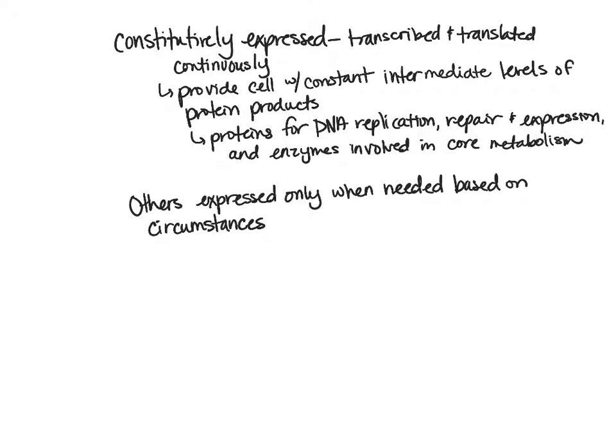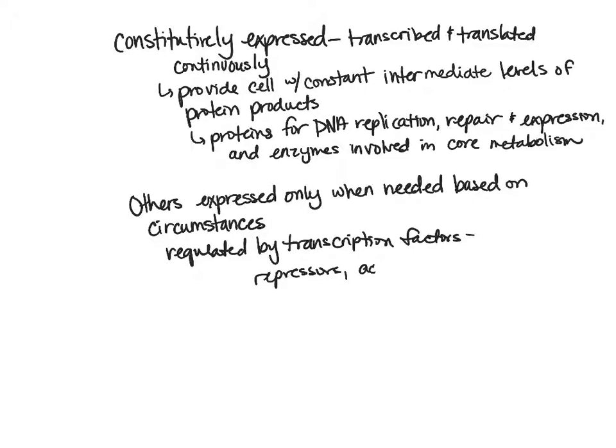So then others are expressed only when needed based on particular circumstances. So for example, E. coli, if it's utilizing glucose and it's living happily in glucose, but then somehow it switches to be in an environment that has now lactose, then it might turn on that Lac Operon and make the enzymes for lactose. And so these are regulated by these transcription factors. The transcription factors are the repressors, the activators, and the inducers. These are our transcription factors.